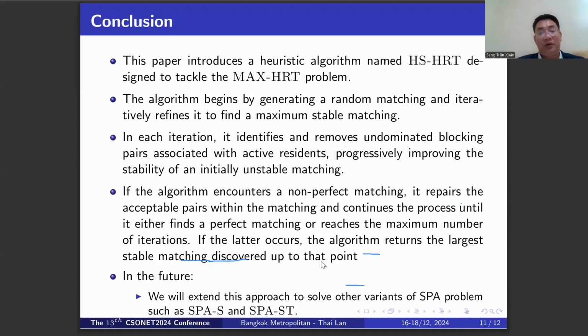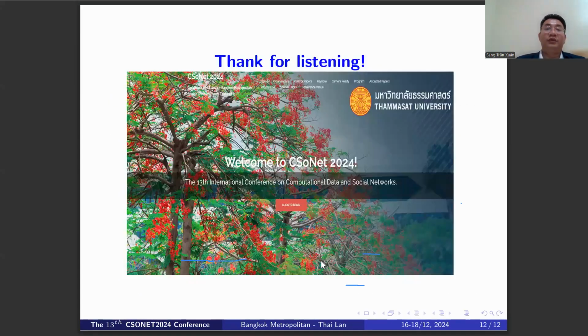For future work, we would like to extend our approach to solve other variants of HRT problems, such as MAX-HRTC or HRTQ. So thank you for listening.